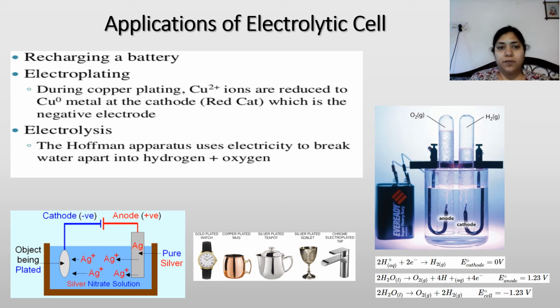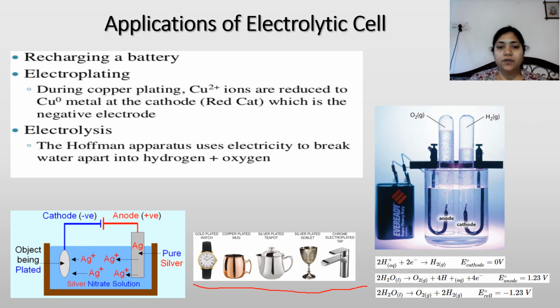Then electroplating. In case of electroplating, lots of things are plated with different types of metals for decorative purposes. Like here some examples are given of different types of watches, cups, cutleries, taps, etc. So for different decorative purposes or some protective purposes. Protective purposes means to protect the metal from corrosion. So electroplating is used for decorative or protective purposes.